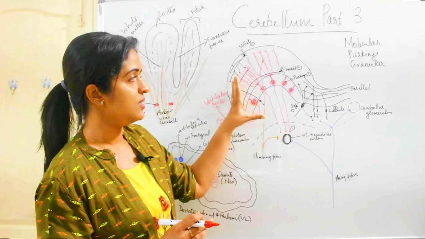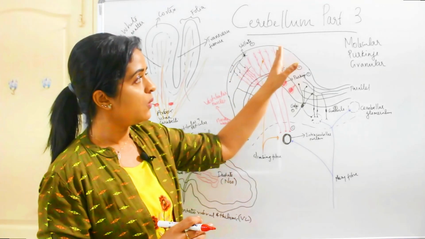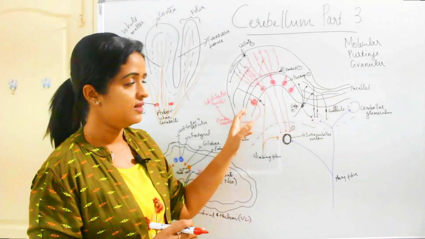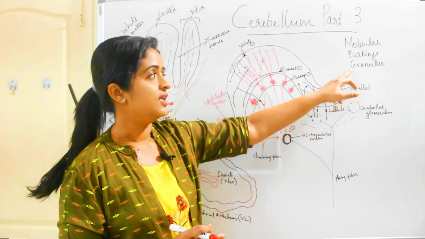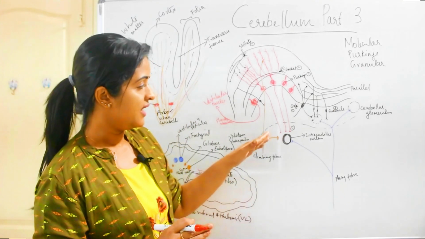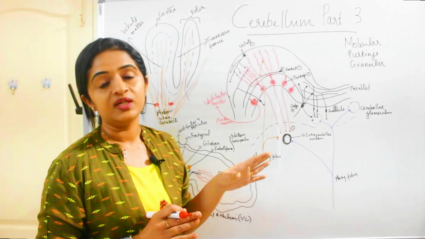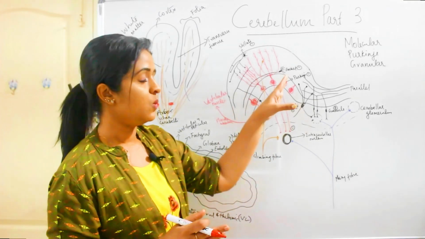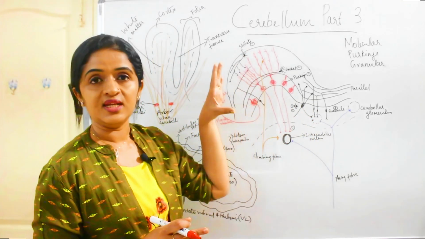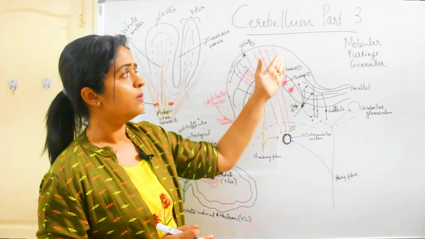When you see the cerebellar cortex, we can say that it is divided into 3 layers. The outermost is the molecular layer, then you have the middle Purkinje layer, and the inner part is the granular layer. These are the 3 different layers of the cerebellar cortex. After this dotted line is the white matter, which is made up of nerve fibers alone. So let's see what the different types of neurons are in each layer of the cerebellar cortex. First we will start with the molecular layer.